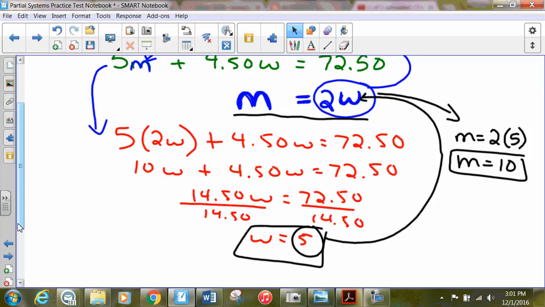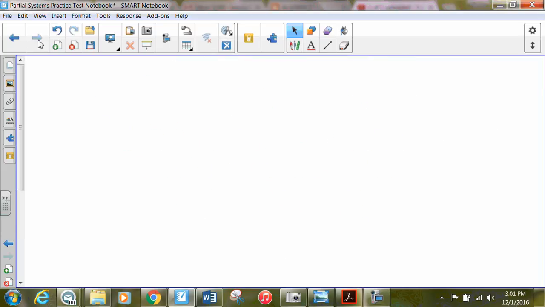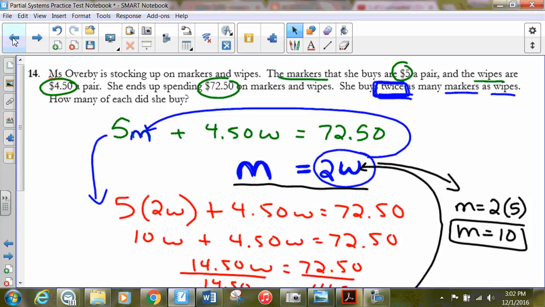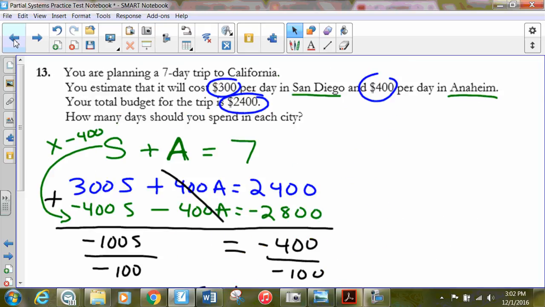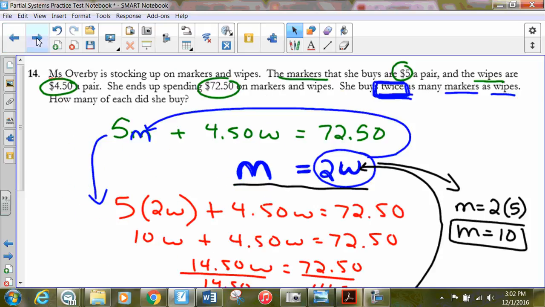I guess, well, those were some expensive markers and wipes. I spent $72.50 on 5 washcloths and 10 markers. I think I got ripped off. All right. Is that it? Oh, there's one more, a rectangular lot, and I do not see it. What happened to it? Okay, well, you guys have it on your sheet.